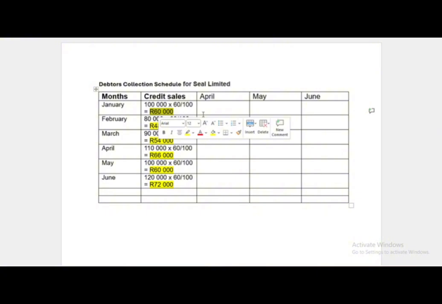We are going to collect 10%, because remember, the first 20% was collected in the month of sale, which is January, and is not part of our debtors collection schedule months. Even the 50% on the first month following the month of sales is not part of our monthly budget.